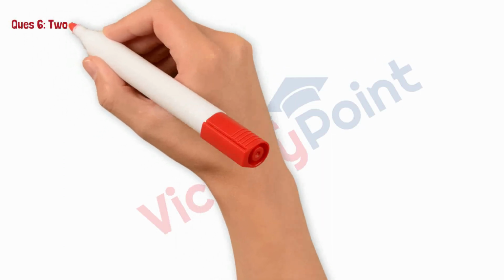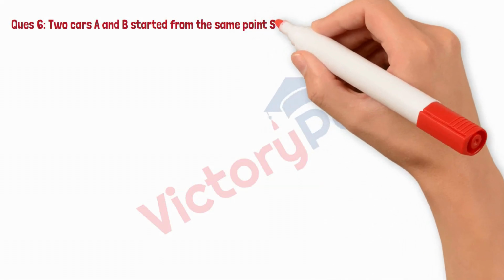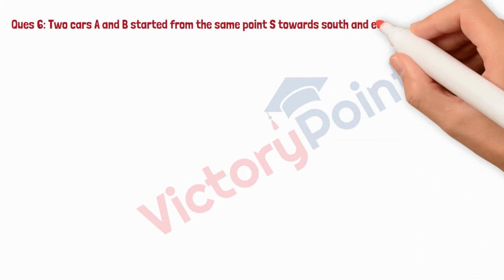Two cars A and B started from the same point S towards south and east respectively.